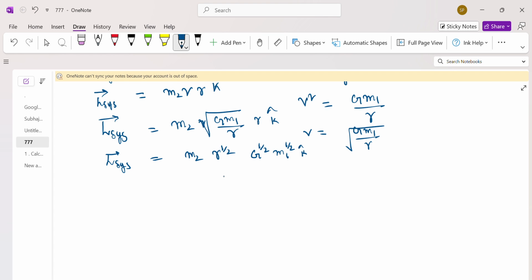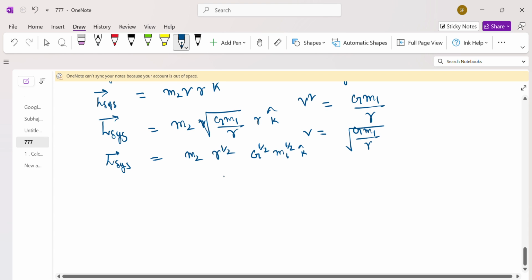So this is the vector of that. Now from this I can switch. One thing I know is that dL/dt has to be equal to 0, because there is no external torque acting on the system, so the angular momentum will remain conserved. Whatever you do doesn't matter.